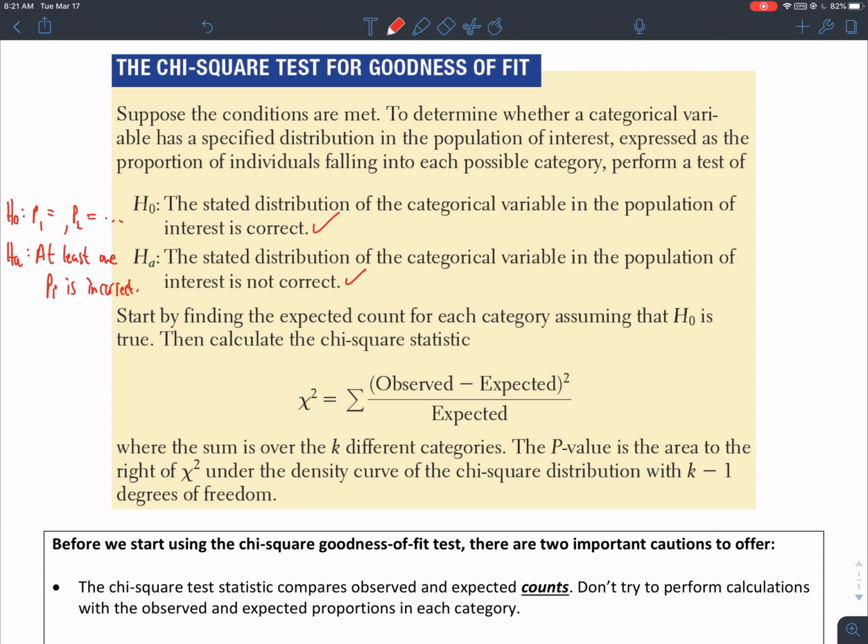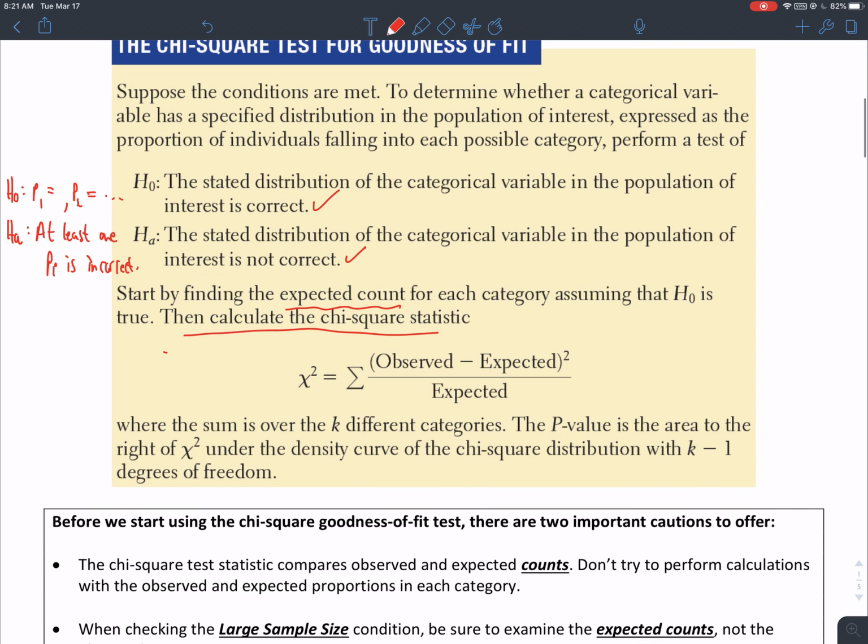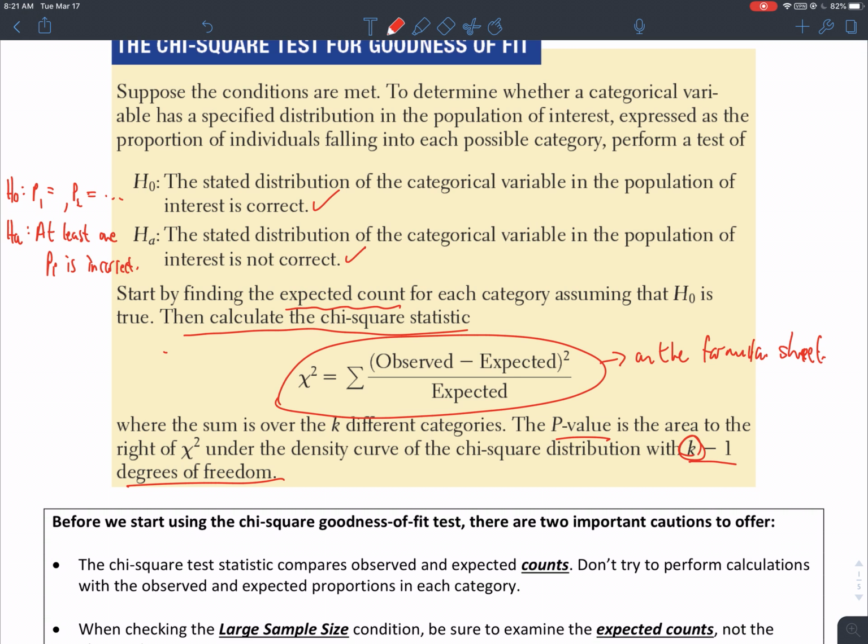Then start by finding the expected count for each category. That's what we did together. Find the expected count and then calculate chi-square statistic. There's the chi-square statistic. Remember, this is on the formula sheet. Life is good there. Okay. And then use your chi-square statistic to find the p-value. And the degrees of freedom for chi-square is the number of categories minus 1. You must state all that.